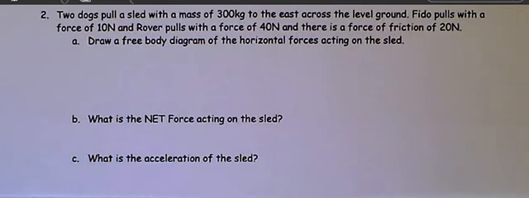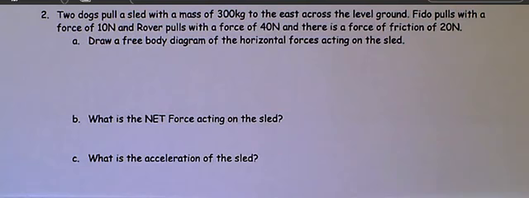This is number 2 on the third part of the CP performance final review. I've got 2 dogs that are pulling a sled, and the mass of the sled is 300 kilograms. They pull it to the east across level ground. Fido pulls with a force of 10. Rover pulls with a force of 40, and there is also a force of friction of 20 newtons.